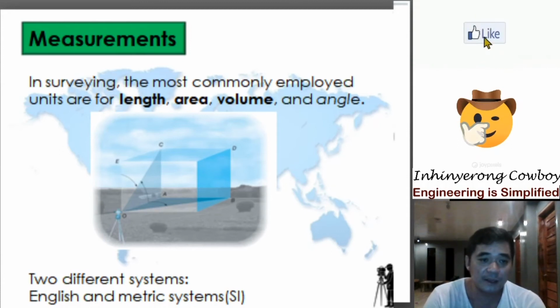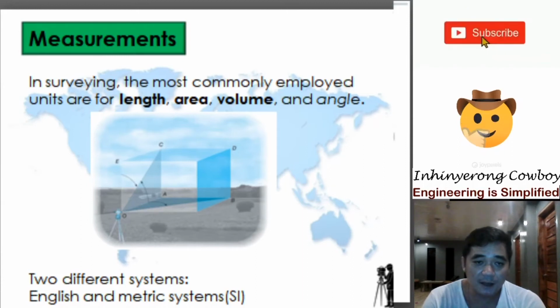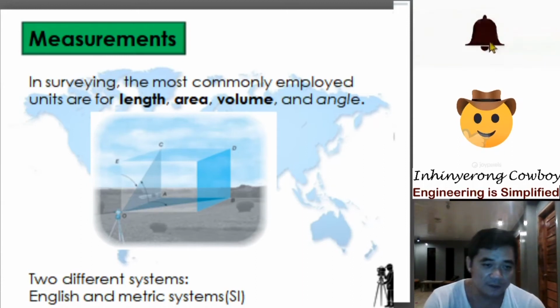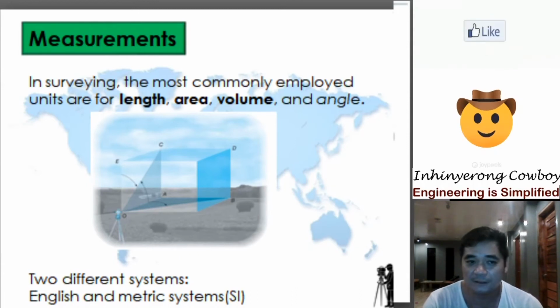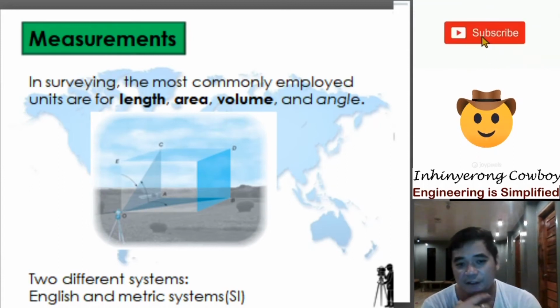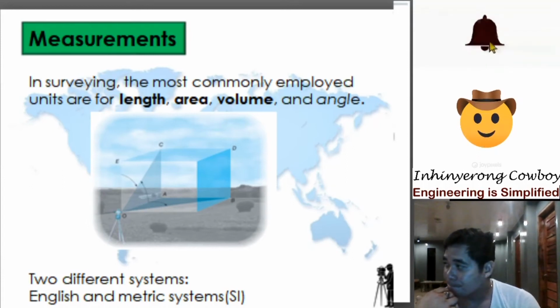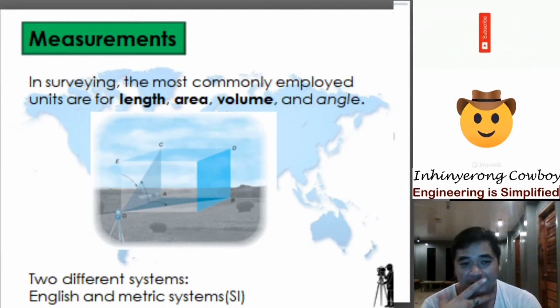Okay, so in surveying, the most commonly employed units are length, area, volume, and angle. So when we say length, the units are meters, kilometers, miles. That's for the SI or metric system. And for English units, we are using feet, inches, yards, I think. Then the next one is area.